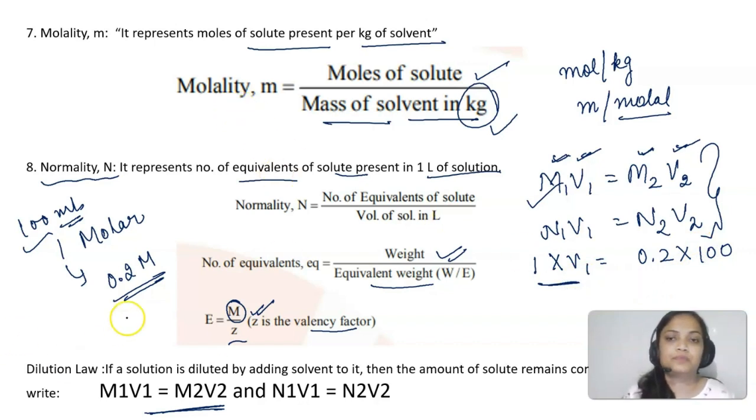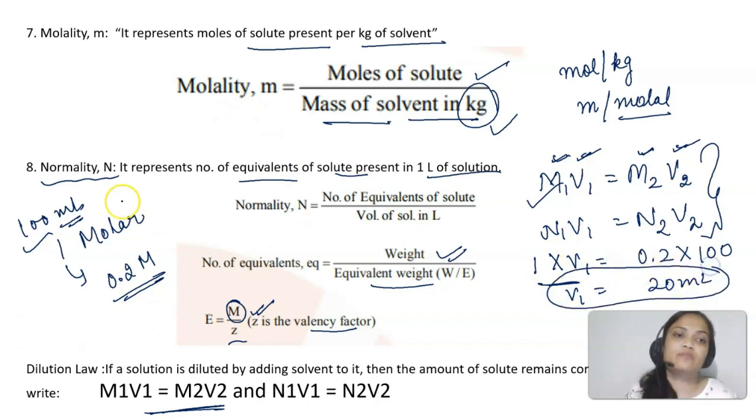So from here I will be taking 20 ml. 20 ml of this 1 molar solution I will take, and the rest 80 ml I will make up with water, so it will become a 0.2 molar solution. So there you will be finding out how to use this dilution law.